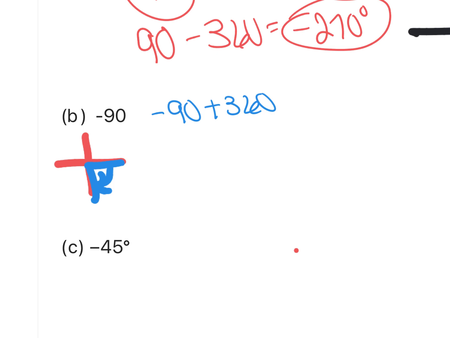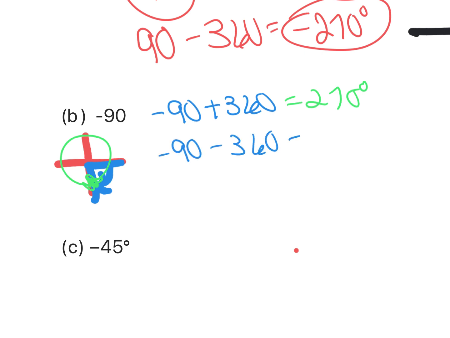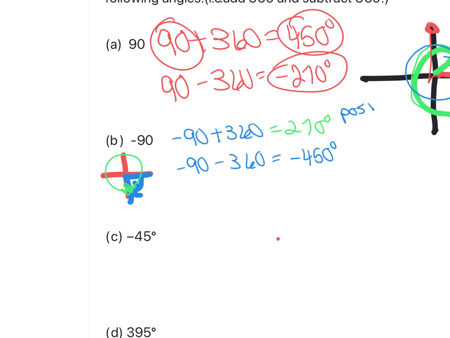And all that would do is take me from my negative 90 all the way around, and I'm back to where I started. And in the positive realm, that would be 270 degrees. Okay, if I wanted a coterminal negative, then I'm going to take negative 90 and subtract 360 degrees. Negative 90 and negative 360 is negative 450. So this is your positive coterminal, and this is your negative coterminal angle.